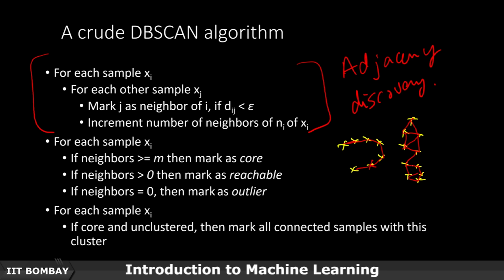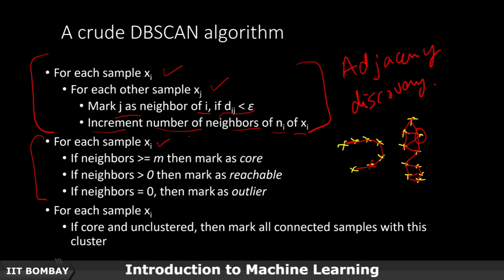So for each sample xi, and each other sample xj, we can probably make it more efficient, but let's start with this. Mark j as a neighbor of i if the distance between i and j is less than epsilon. All right. Increment the number of neighbors ni of xi. Okay, so we are also counting the degree of each vertex. What is the degree of each vertex? How many other vertices it is connected to, how many neighbors it has. All right. So this is the adjacency discovery phase, and then we will do the marking phase.